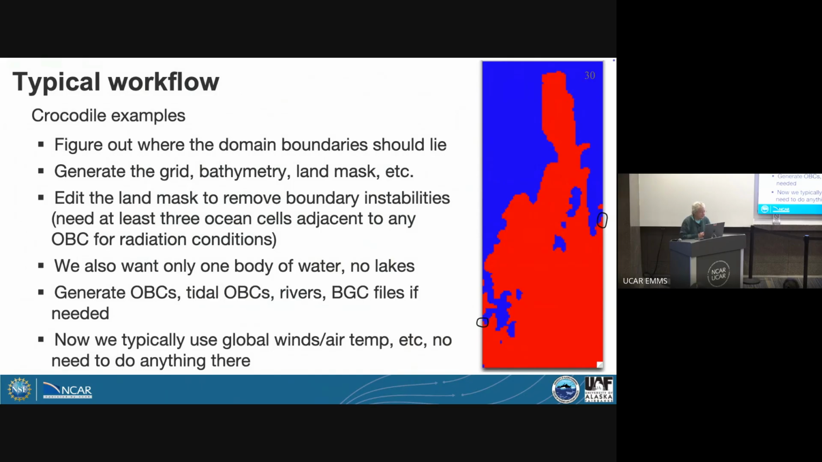And atmospheric fields are just coming in as the global file. We don't have to do any remapping or anything. The model does that for us. So that's kind of nice.